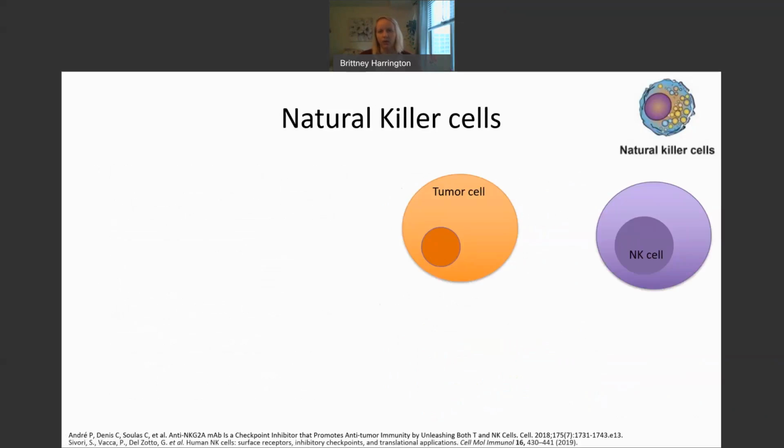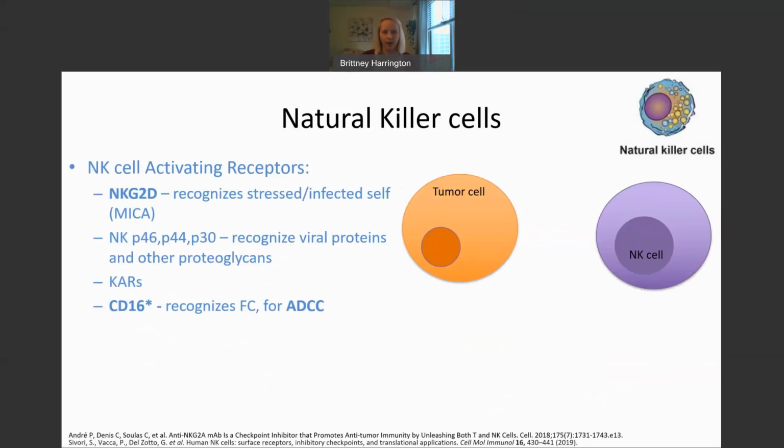So to go through that in a bit more detail, there are activating receptors on natural killer cells. And there are quite a lot, but I only want you to focus on NKG2D, natural killer group 2D. Not a very imaginative name, but it is important because it recognizes the stress proteins, or the activating ligands such as MICA. And there are, as I said, multiple others. Some specifically recognize viral proteins that are expressed. And CD16 is an important one as well.